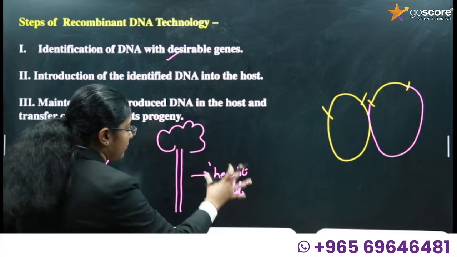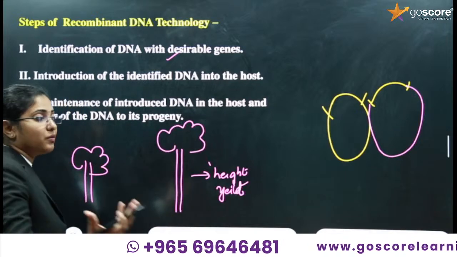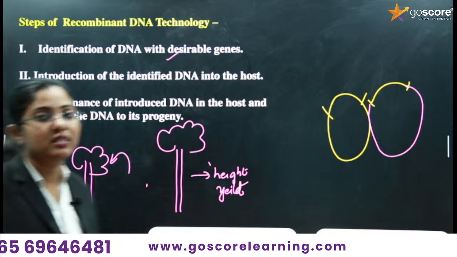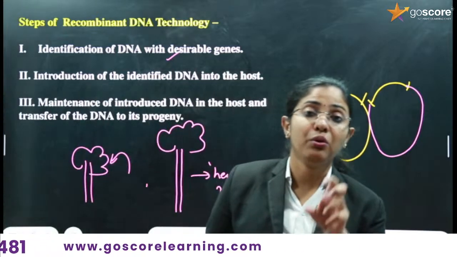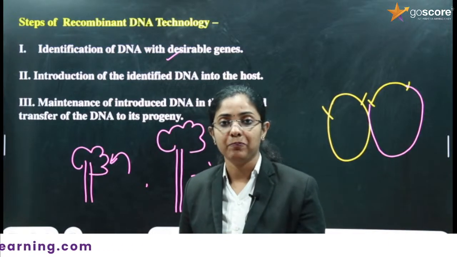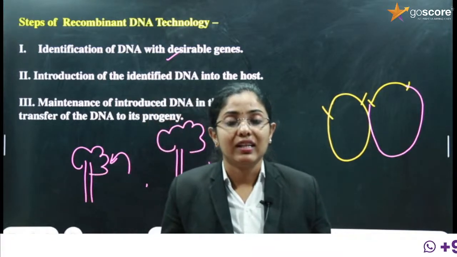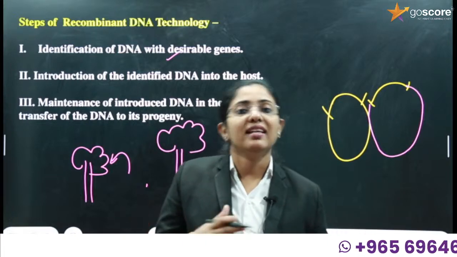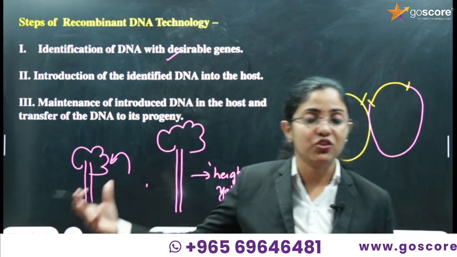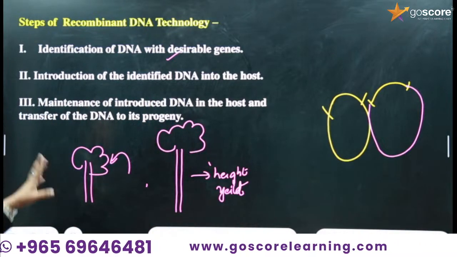So the genes from this plant will be taken and given to another organism for multiplication, that is the vector organism, and later on it is given to this plant, and finally we will get a result from that plant. So it is important to understand what kind of gene has to be taken out from the plant. That important character is our desired gene. If the desired gene is chosen, it can be integrated with other host genomes. So that is the first step. Once again, what is the first step? Identification of DNA with desirable genes.